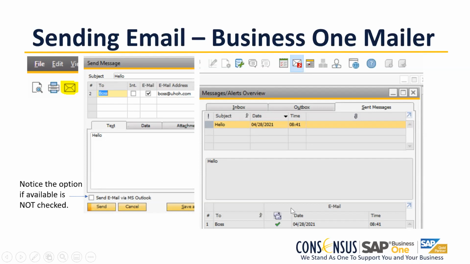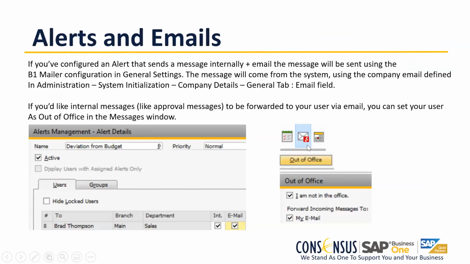If it took care of it, you'll see a check mark. And then that's it. Business One is done at that point. All it did was relay it to that service. So it's the same way to send the email. You'd just track it in different places and you'd have visibility in different places. Okay, so that's how you send normal email messages inside of Business One.